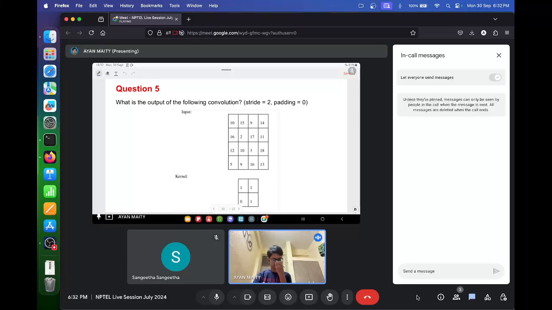Now question 5. This question is again on convolution operation with stride 2 and padding 0, and this is the input matrix and this is the kernel. So what will be the output of this convolution operation with this input and kernel? So this is a 4 by 4 input matrix, and it is a 2 by 2 kernel matrix with stride 2 and padding 0.